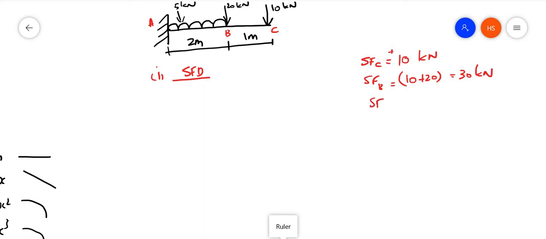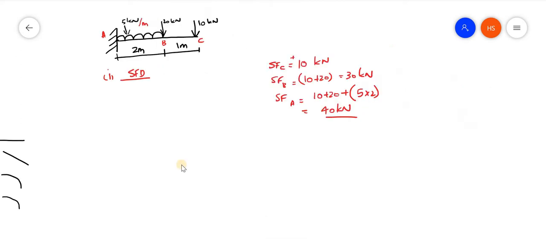And shear force at A, what will that be? 10 plus 20 is there, plus what is the other thing happening? A 5 kilonewton per meter load is there. What will be the load? 5 into 2, that is the load, 10. The 30 plus 10, that is 40 kilonewton. So this is the load.